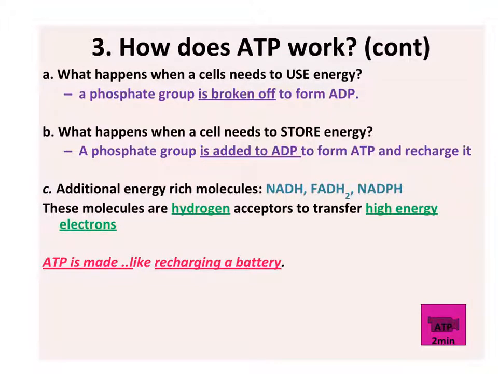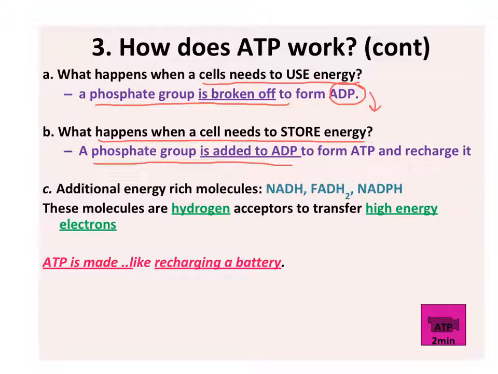And a little bit more about ATP. Basically, it's the same thing. So what happens when a cell needs to use energy? Well, a phosphate group is broken off of the ATP to make ADP. So that energy has been used. A phosphate has been broken off, and that energy from the bond was released. So that ADP, you don't throw it away. When your cells need to store energy, a phosphate group is added to the ADP.